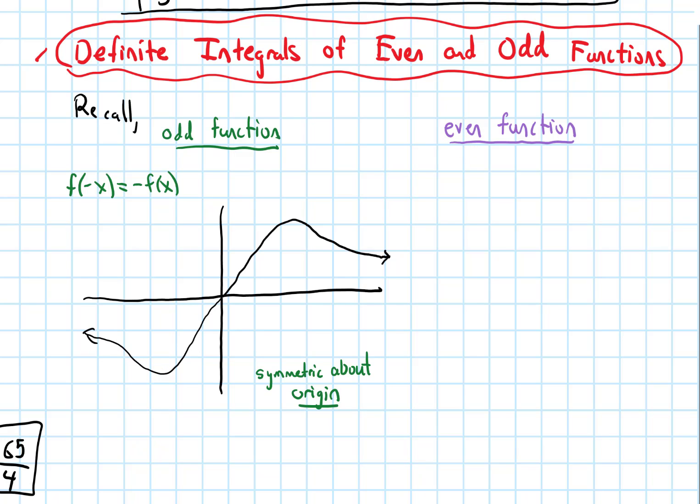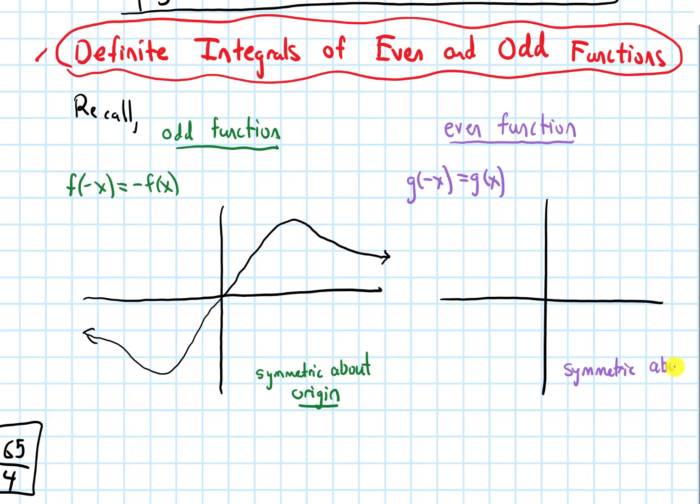With an even function, formula-wise, that satisfies g of negative x needs to be the same as g of x. So graphically, if I draw some axes, an even function graph also has some symmetry, but this is going to be symmetric about the y-axis. So whatever our graph looks like on one side of the y-axis, so maybe it looks like this, and it goes up, and then it goes down, it's got to be the mirror image of that across the y-axis. So on this side, it's also going to go down, and then up, and then down like that.